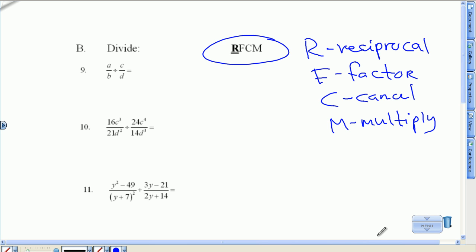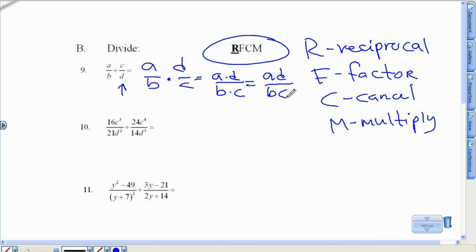So for problem number 9 here, we're going to take the reciprocal of the second fraction. It's always the one at the end. A over B is going to stay by itself. It's not going to change. D over C, I'm going to flip over, take the reciprocal of that second fraction. This becomes a multiplication. So now it's a problem just like the previous page, like problems 1 through 8. I can't cancel anything out of the top and bottom. So I'm just going to multiply A and D together. I'm going to multiply B and C together. You get AD over BC. Reciprocal, factor, cancel, multiply. So every first step in a division problem is actually to rewrite the question.